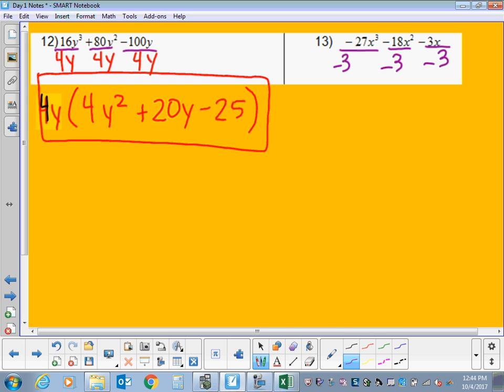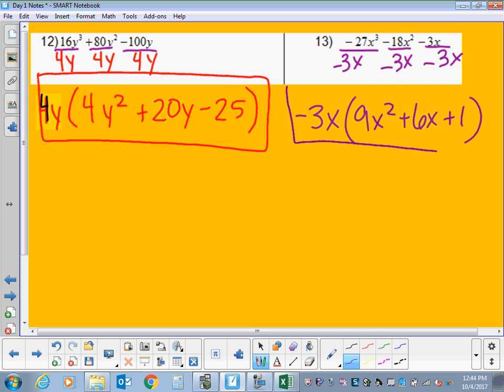And then I have x cubed, x squared, and x. So negative 3x is my GCF. If I divide, I should get 9x squared plus 6x plus 1. I leave my plus 1 because it's standing alone. If it was to be multiplied to something, I could just not even write it.